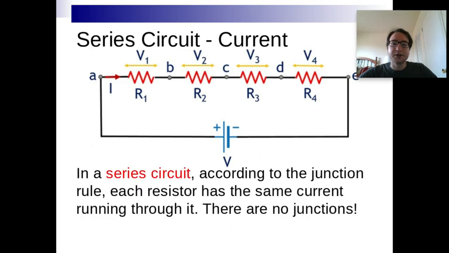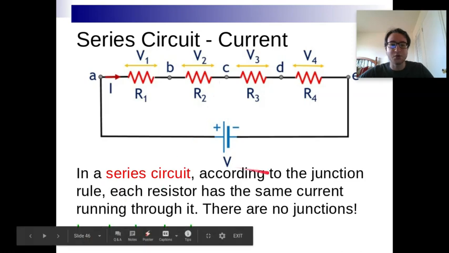So if we're going to talk about current, well, we have to think about the junction rule. That's the one that deals with current. It says that if we have a junction, the current will split several ways, but in a series circuit, there are no junctions. There's only one pathway around the circuit possible. So if that's the case, no junctions, no current splitting, the current that comes out of the battery is the same current that passes through resistor 1, same as passes through resistor 2, etc., etc.